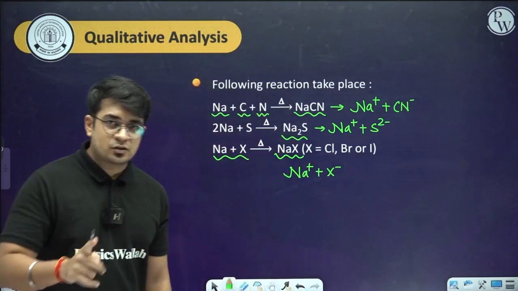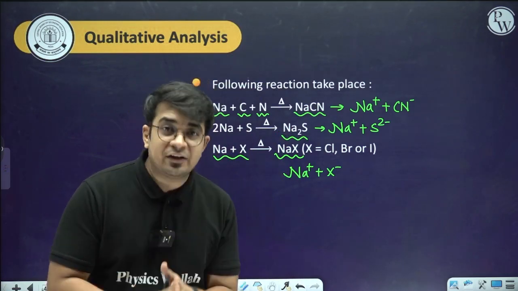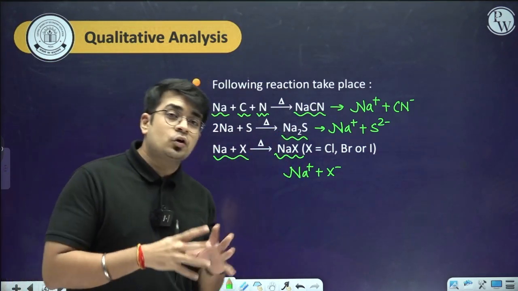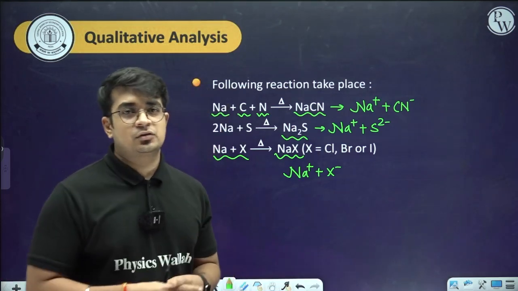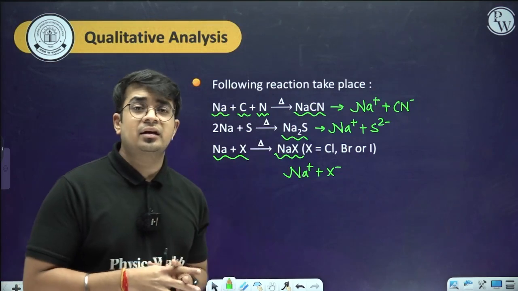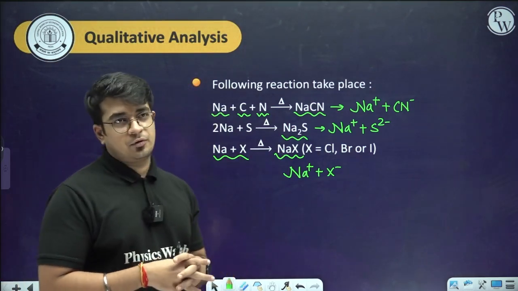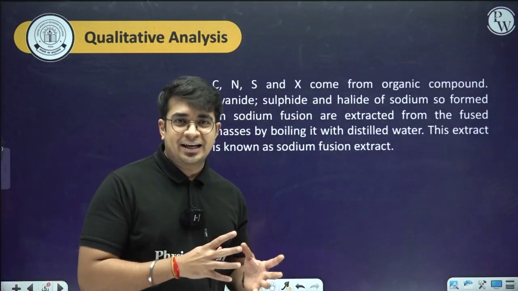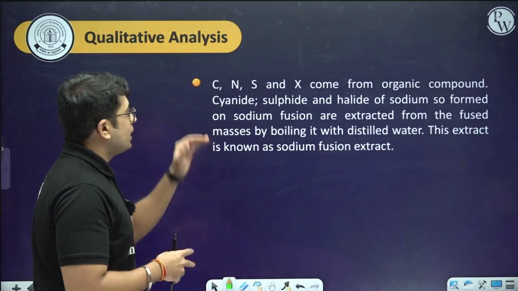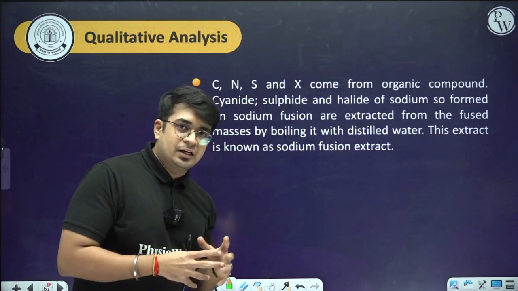So the first task is to convert the covalently bonded compound into ionic form so that we can perform all the tests for the qualitative analysis, because this entire part depends upon the process which is known as salt analysis. All the principles are related to salt analysis, which comes under the category of inorganic chemistry. So it's a mixture of inorganic as well as organic chemistry. Now, carbon, nitrogen, sulfur, or any type of halogen are coming from organic compounds.